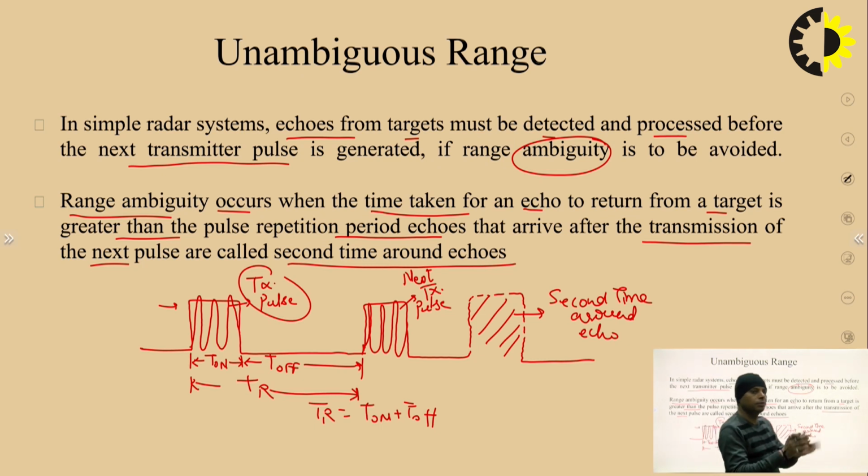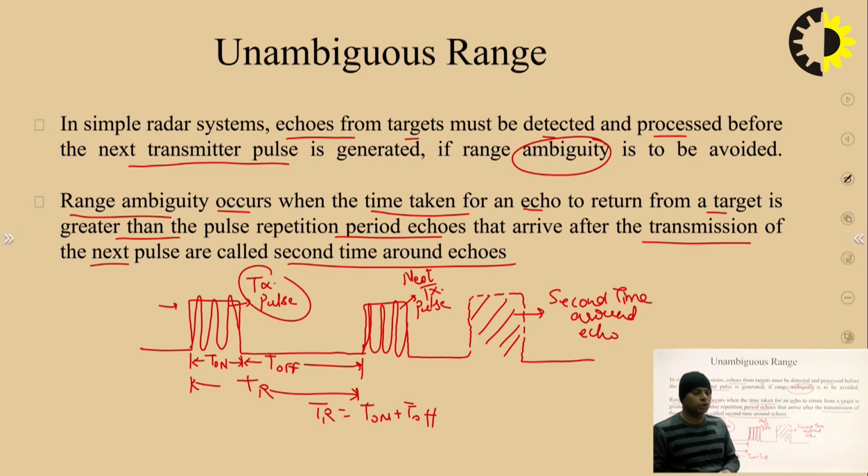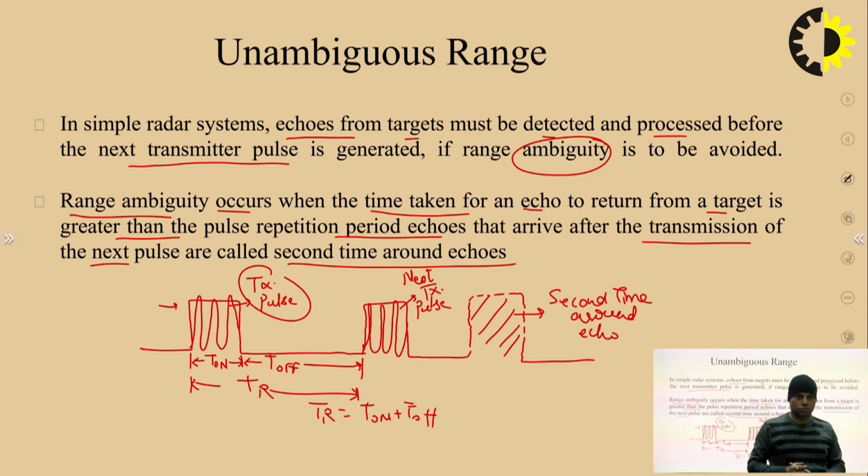So here there will be some ambiguity at the receiver station. What will actually be the output? Has this output come for the first one or the second one? So the ambiguity comes into the picture, and the range beyond which the radar can detect these second time around echoes is simply the unambiguous range.